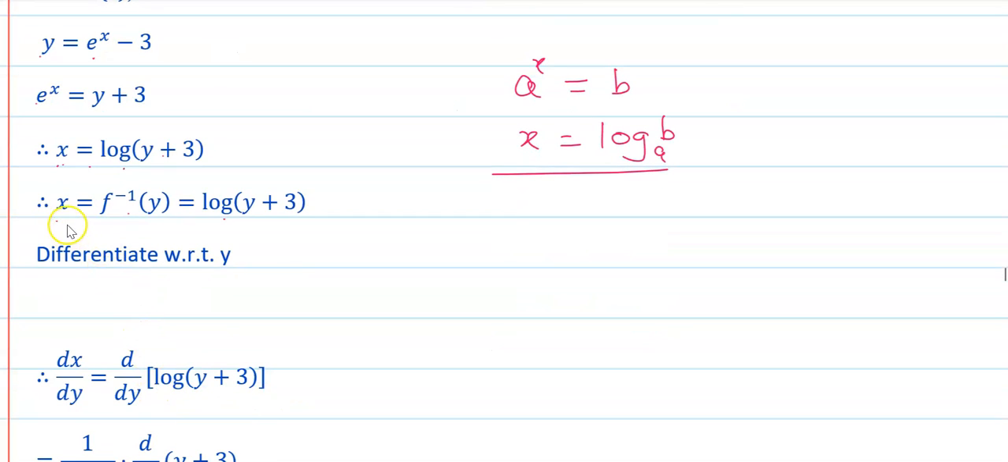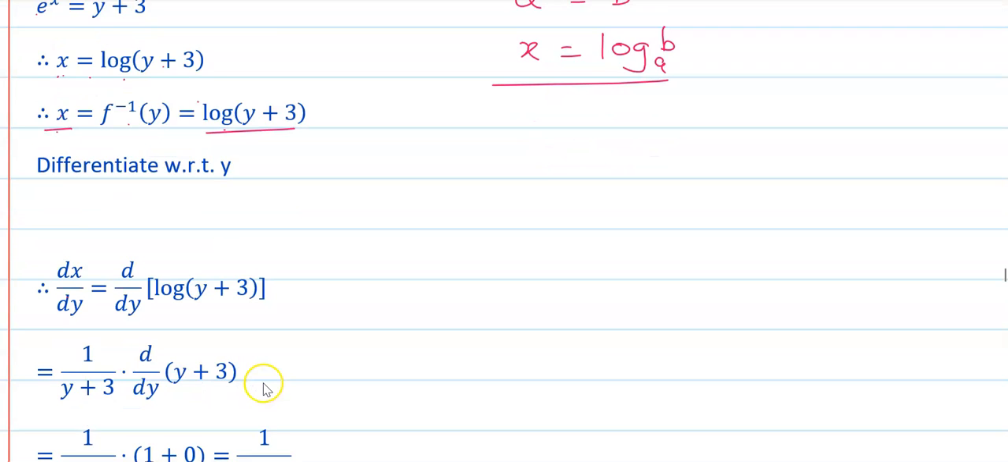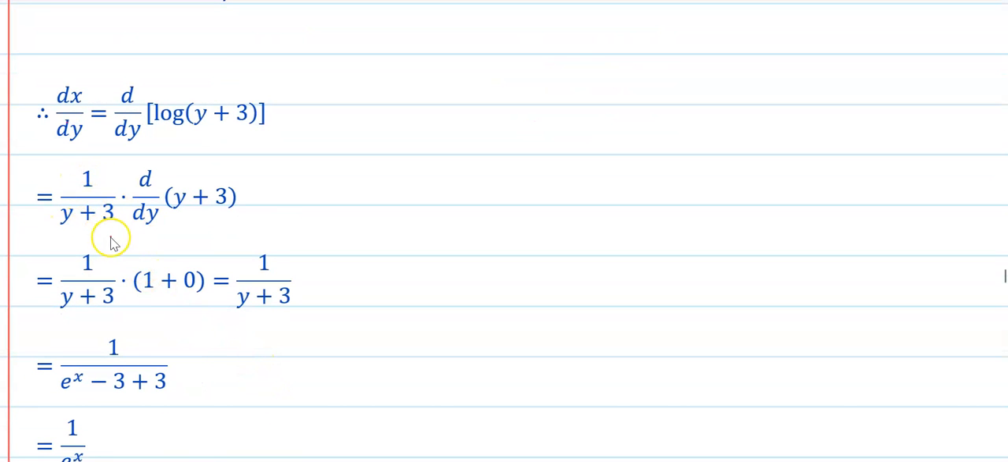Now differentiate this x with respect to y. Therefore, dx upon dy is equal to d/dy of log of y plus 3. Now, the derivative of log of x is 1 upon x. Similarly here, 1 upon y plus 3 into d/dy of y plus 3. The derivative of y is 1, and of 3 is 0. 1 into 1, you will get 1 upon y plus 3.